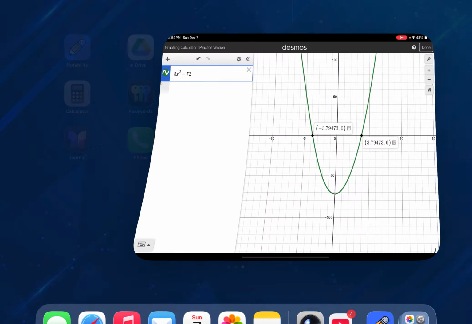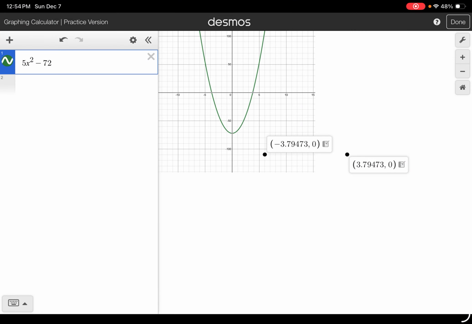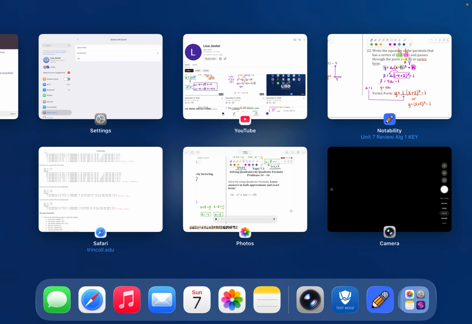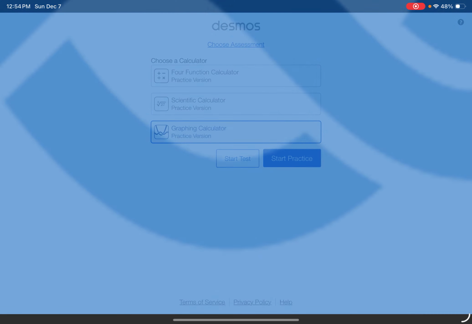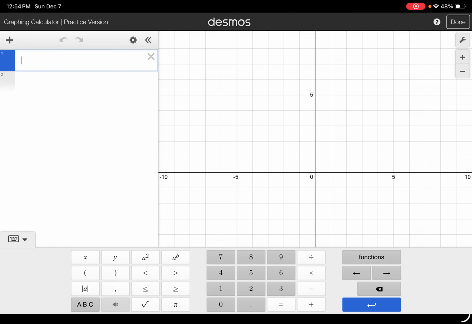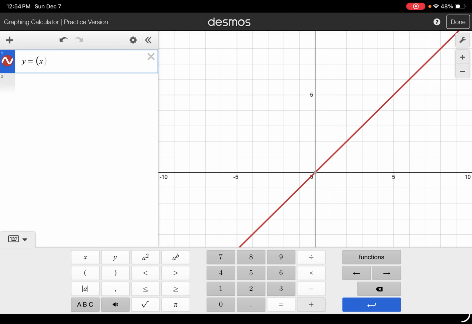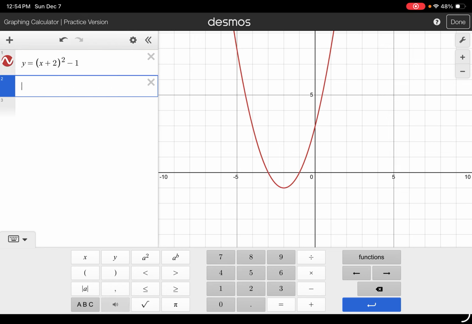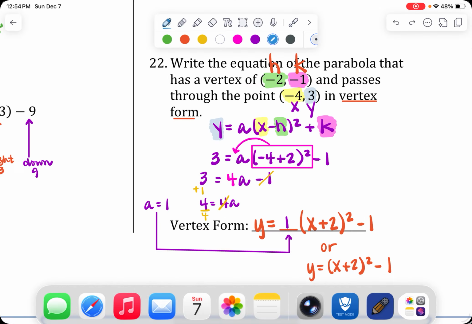Here we go. Oh, goodness. Hold on. Let me clear that out so I can go back in. Okay. Y equals, oops, parentheses, x plus 2 squared minus 1. Now, how am I going to check this? Well, remember, the awesome thing, hold on. Excuse me. Sorry about that.